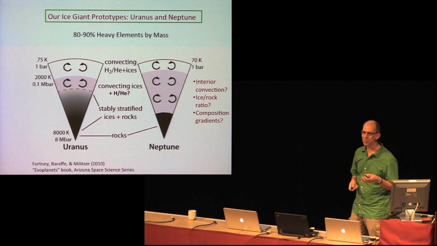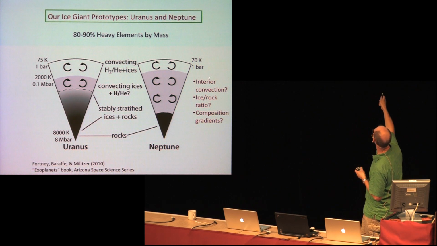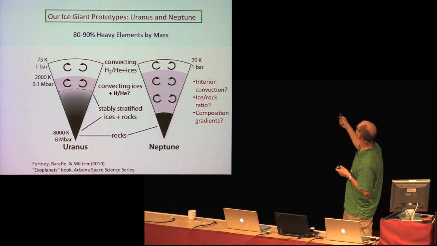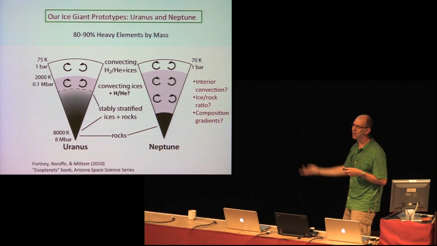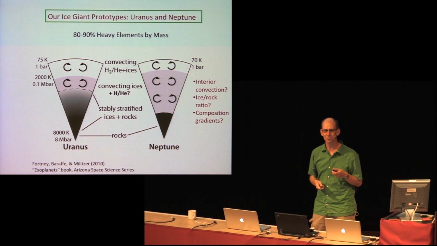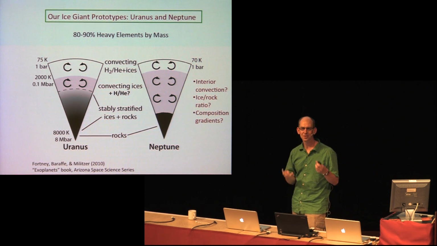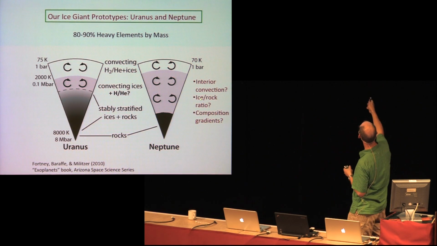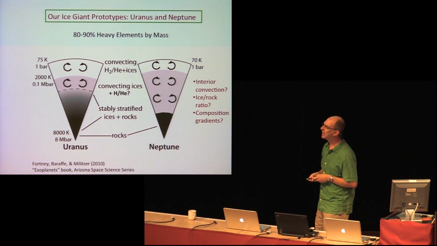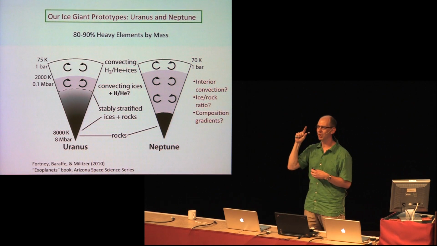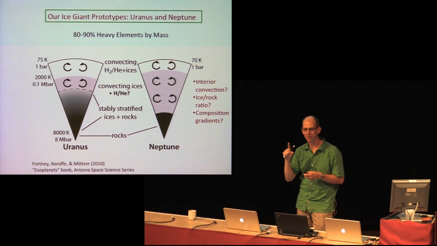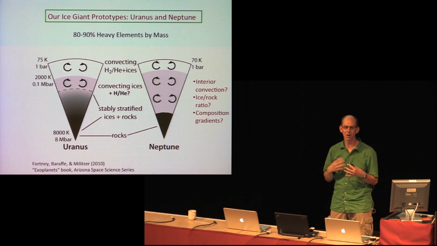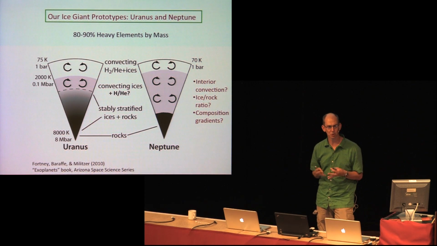But the things we really don't know are, what is the interior like? Is it fully convective or not? Neptune's intrinsic flux coming from below is 10 times larger than the intrinsic flux from Uranus. So they may well have very different interior structures. We actually don't know their ice-to-rock ratio. If you compute models where you just have hydrogen, helium, water, and rock, you often can find water-to-rock ratios of 10 to 1 or 20 to 1.